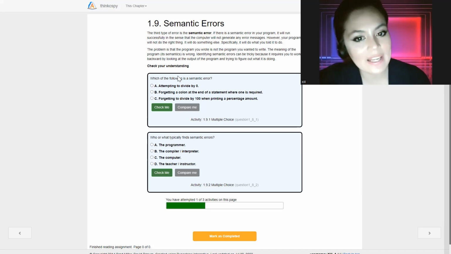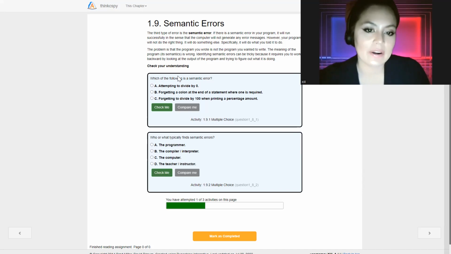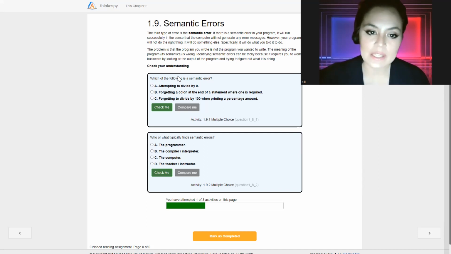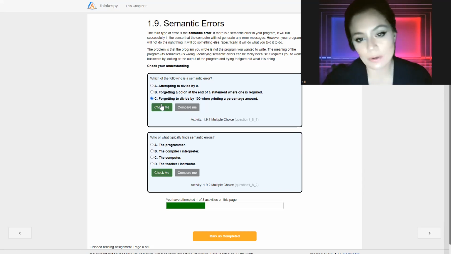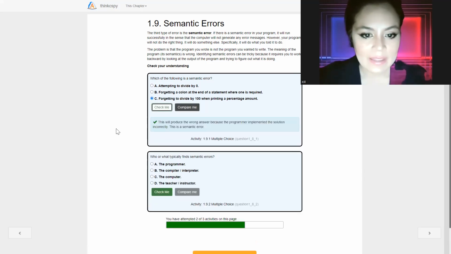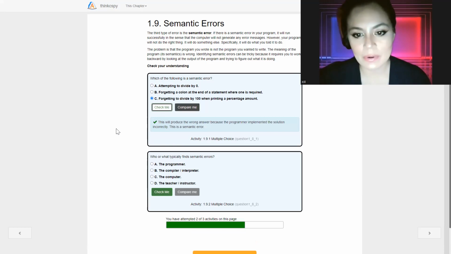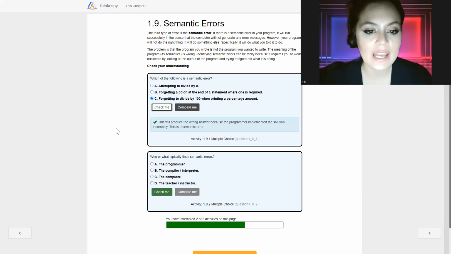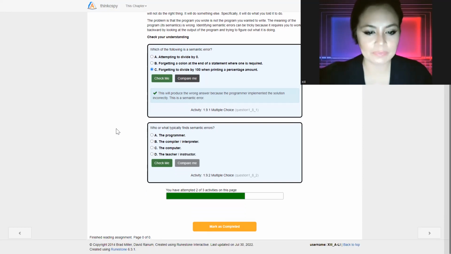So which of the following is a semantic error with the same three examples provided in the previous two sections? A, attempting to divide by 0. B, forgetting a colon at the end of a statement where one is required. Or C, forgetting to divide by 100 when printing a percentage amount. So it would be C. This will produce the wrong answer because the programmer implemented the solution incorrectly. This is a semantic error.